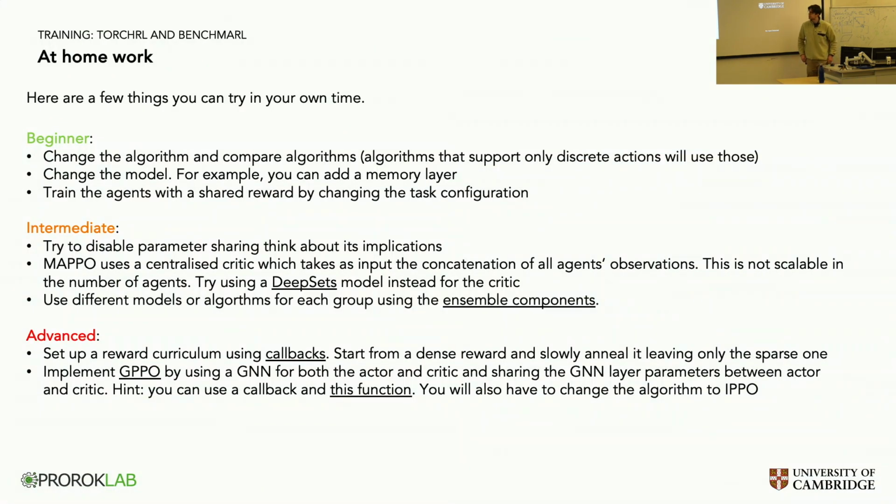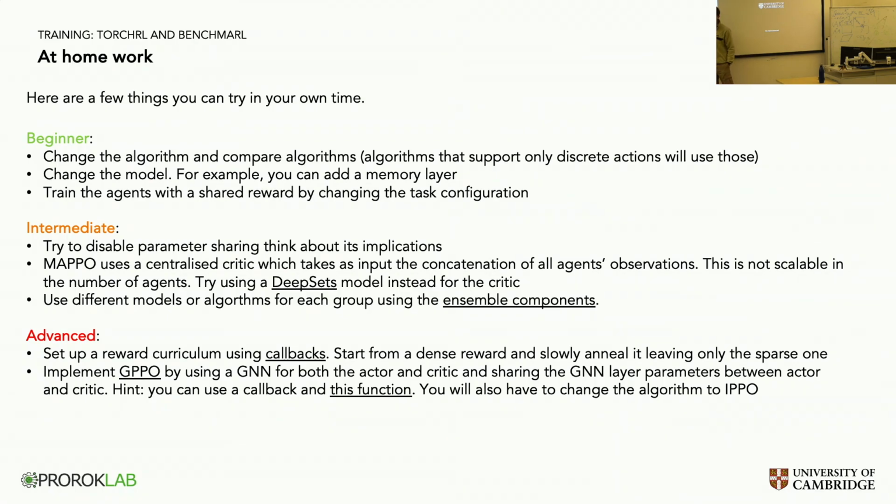Again, extensions. Here there are more, if you're curious and if you want to use BenchMARL, if you want to become proficient. Beginner, you can just change the algorithm. So we use MAPPO. You can choose any other algorithm you want. If the algorithm you choose only has discrete actions, like Q-learning-based algorithms, it will automatically change the VMAS setup to use discrete actions, because VMAS supports both.